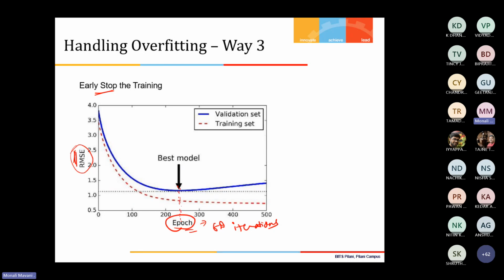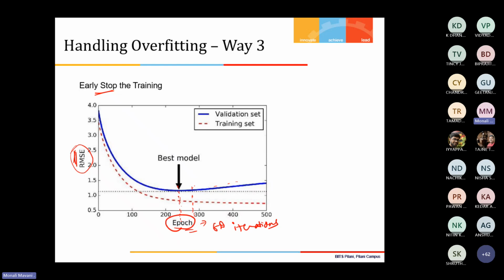After say 250 epochs, or somewhere around 270, 280 iterations, training error keeps on decreasing. That's good, but test error keeps on increasing. So this is the point where we want to stop training, and whatever parameter values we have at that point, we should consider. That's another way of handling it: you should not overtrain. Do not always try to achieve the minimum possible train error. This helps us decide when to stop.